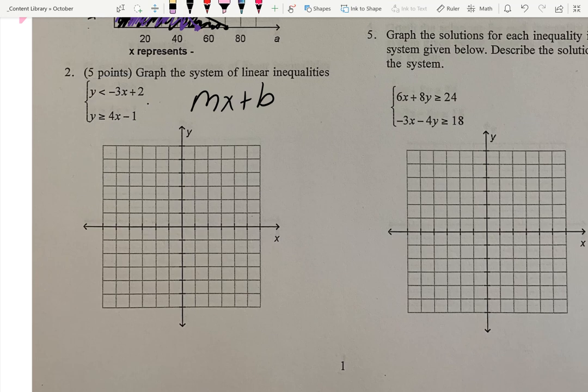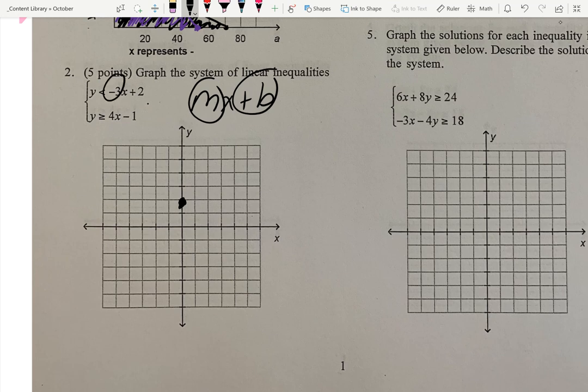So what that means is that because it's in the right format, the plus b number, which is 2 in this first inequality, is my y-intercept. So on the y-axis, I'm going to go to 2, plot my first point. And then my m value, which is negative 3 in this case, is my slope.